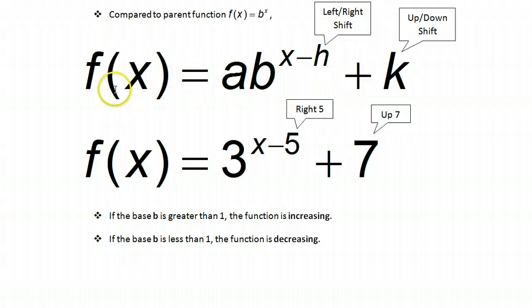We often look at the basic model of an exponential function this way: a times b to the x minus h power plus k. Of course, the parent function is just this part right here, b to the x. Now everything else is a transformation to the parent function. So when I talk about the a value, I'm talking about this number in the front.